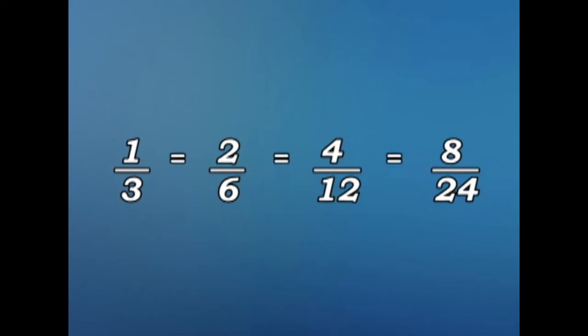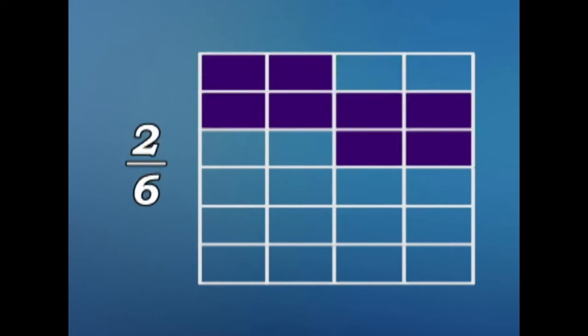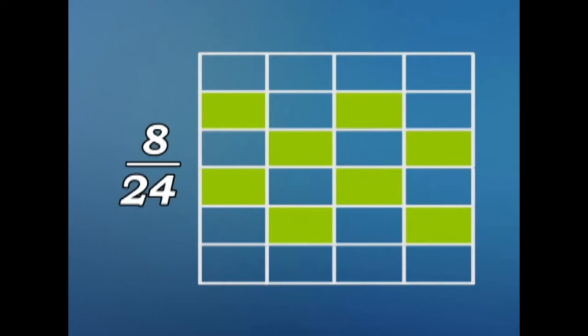Now then, as you know, we can use pictures to show equivalent fractions. Look at these 4 equivalent fractions. 1/3 is the same as 2/6, is the same as 4/12, is the same as 8/24. Look at this picture. 1/3 of the block is colored green. Look at this picture. 2/6 are colored purple. Look at this picture. 4/12 are colored orange. And the final picture, 8/24 are colored yellow.